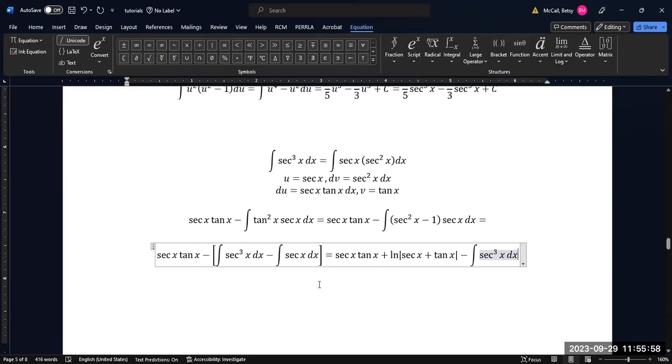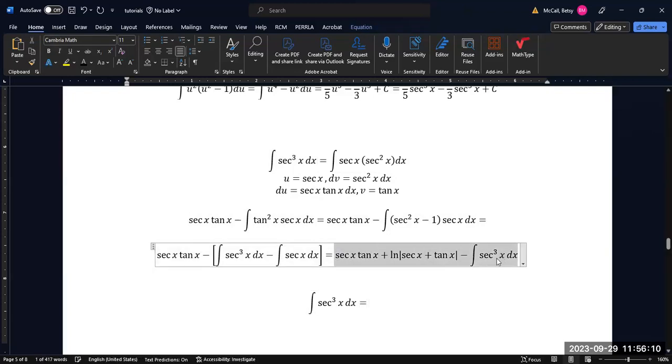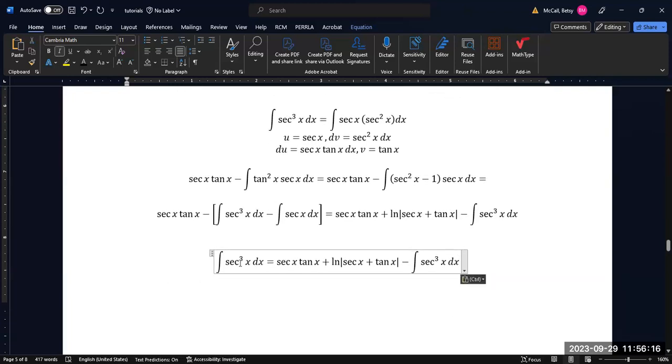Now, how does this help us? Let's actually put this all on one line, where we started and where we ended up. Again, this is that same looping behavior we saw with exponentials and sine and cosine functions. We start out with an integral, we do some integration by parts, and we end up with the same integral expression on the other side of the equation. So what we can do is add the secant cubed x integral to both sides so that we can combine them.